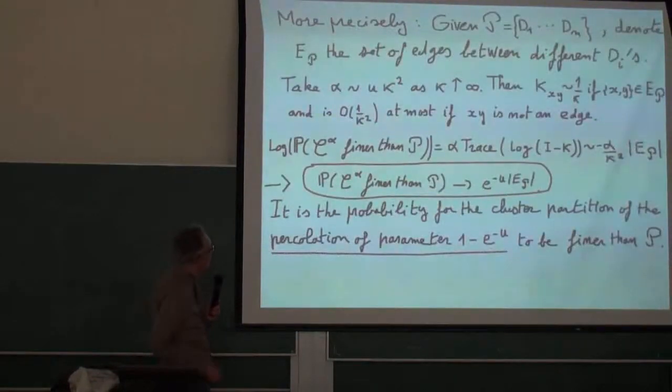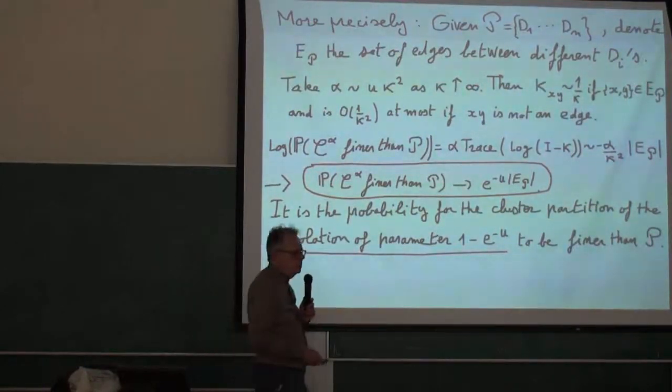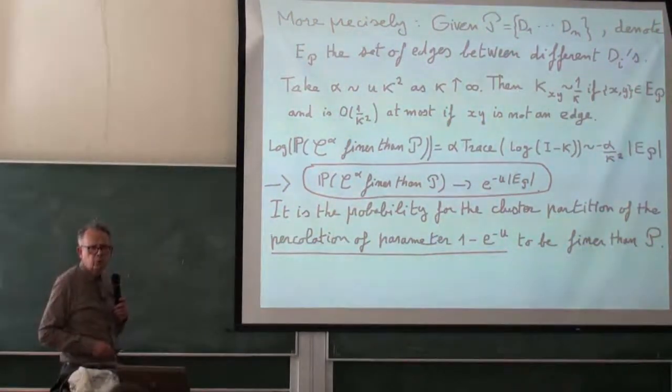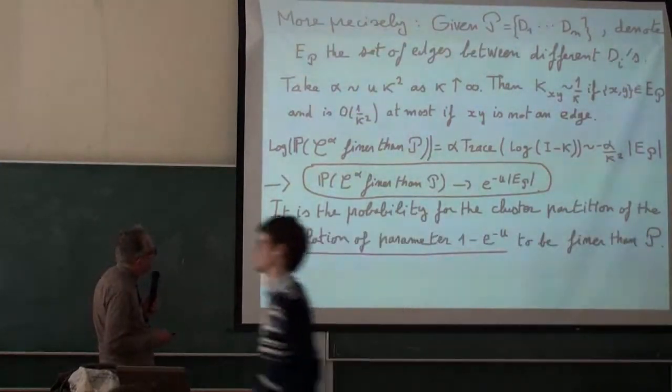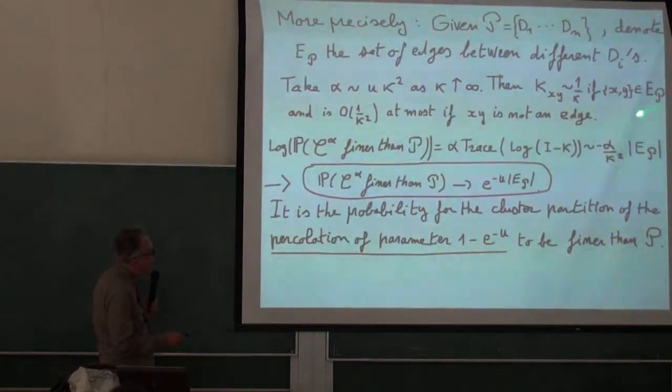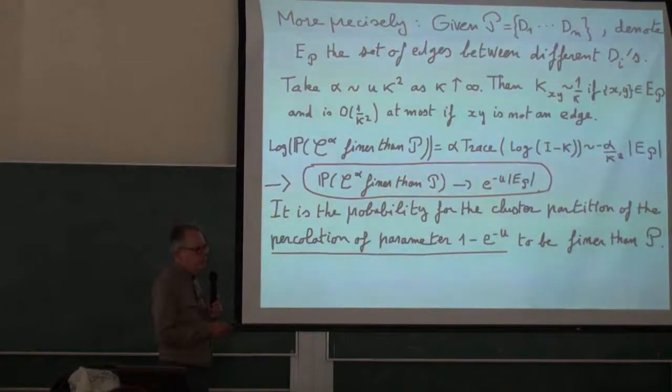between two connected points. So if you want to be a bit more precise, if you give yourself a partition and you denote by E_P the set of edges between different elements of the partition, now you have your kappa, which is the killing rate, which goes to infinity. And of course, to have something, you need to put a lot of loops, because most of them are trivial. So you let the time, that is the intensity of the loop soup, grow to infinity too, like u kappa square. Then the matrix K I computed can be easily seen to be equivalent to 1 over kappa when 2 points are connected and lie in different elements of the partition.